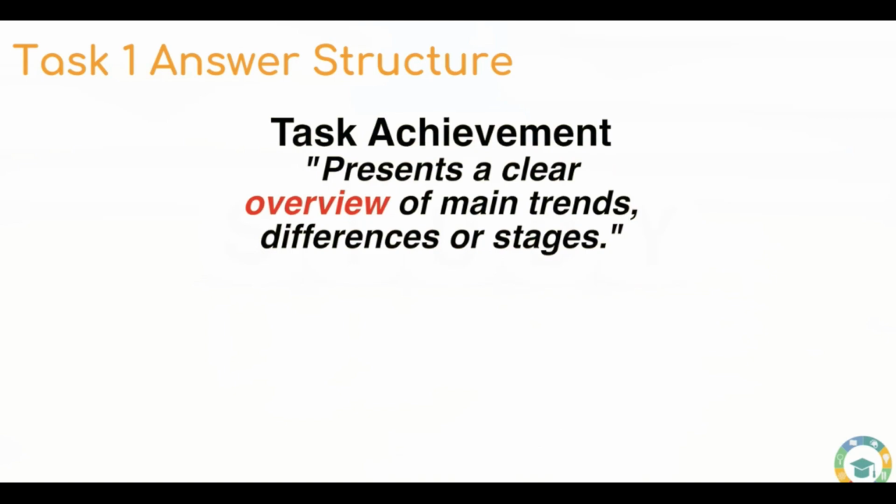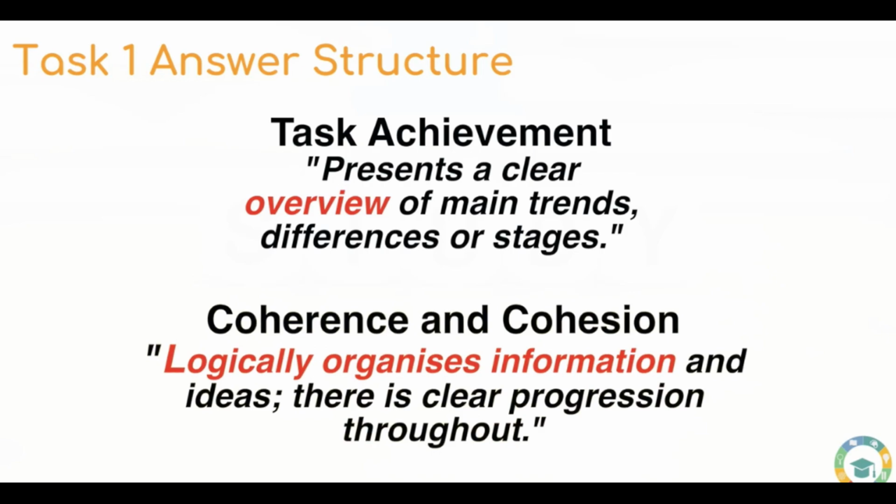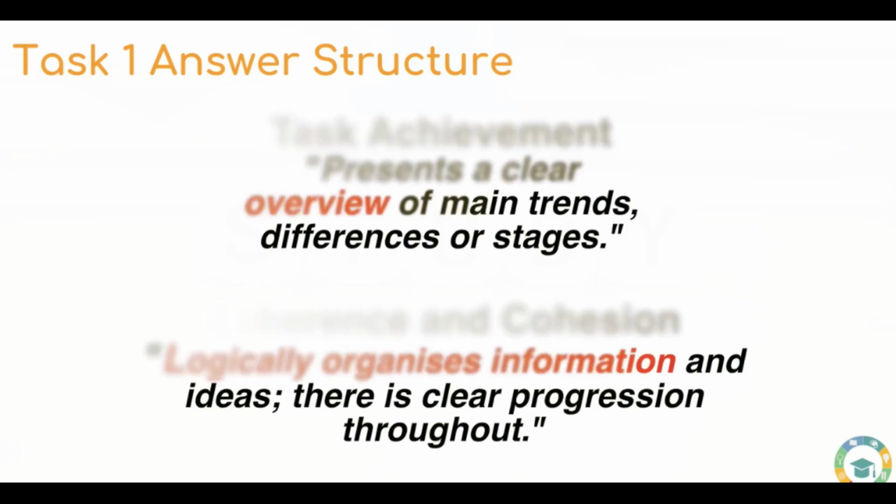In the Band 7 Task Achievement Band Descriptor, it states, presents a clear overview of main trends, differences or stages, and an overview is included in the 4-step structure that I will teach you in this lesson. And the Band 7 Coherence and Cohesion Descriptor states, the student logically organizes information and ideas. There is a clear progression throughout. By using the 4-step structure, you can cross off these 2 points on the band descriptors, so it's very important to use it.